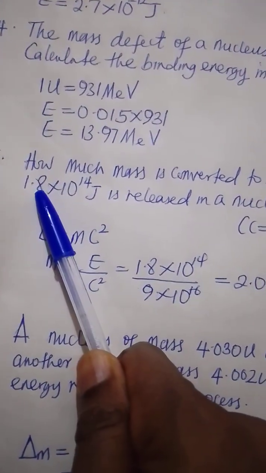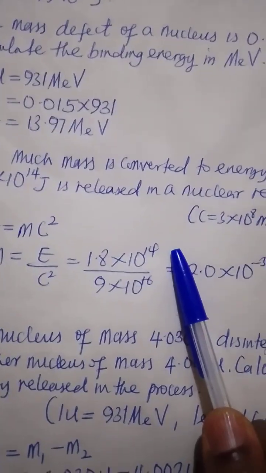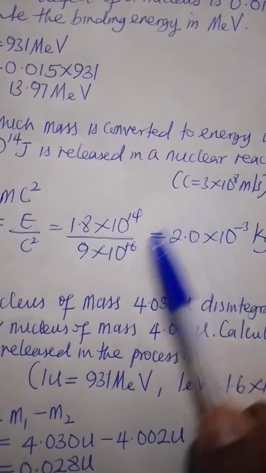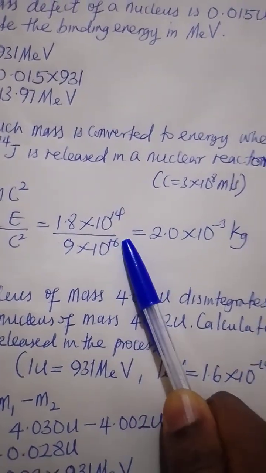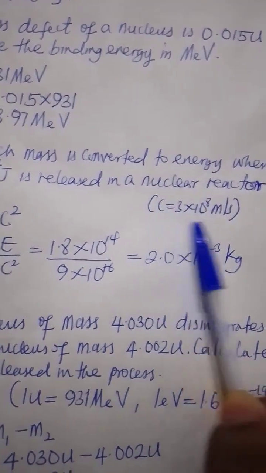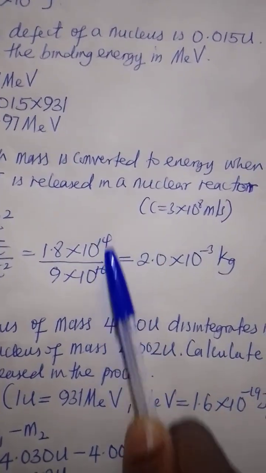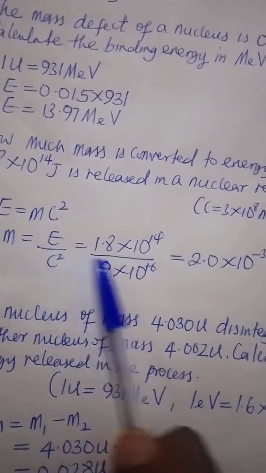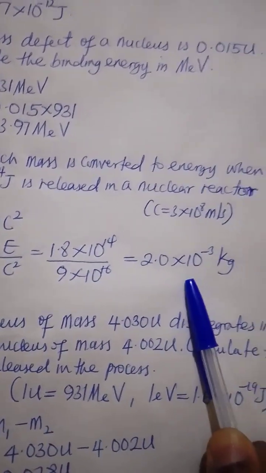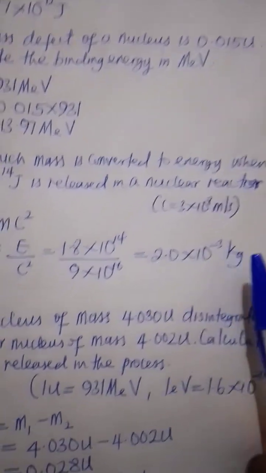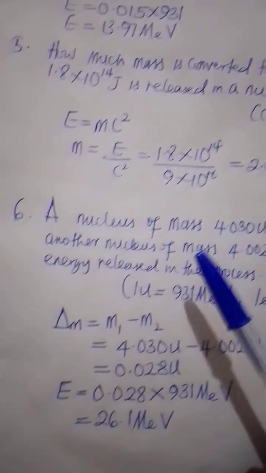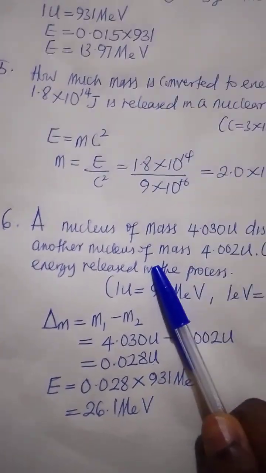The energy is 1.8 times 10 raised to the power 14, and C squared is 9 times 10 raised to the power 16. By the time you resolve properly, this will give you 2.0 times 10 raised to the power minus 3 kilogram. This will take us to question number 6.